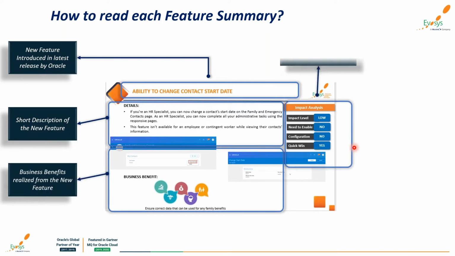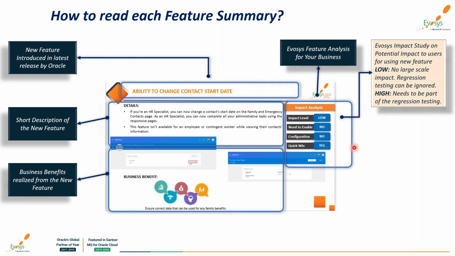There are 4 components where we have done in-depth analysis of the features which we're going to present to you today. The first one is impact level analysis, which demonstrates the impact level on the user. If it's a low impact, then regression testing can be avoided. If it's a high impact, then we need to opt for regression testing.